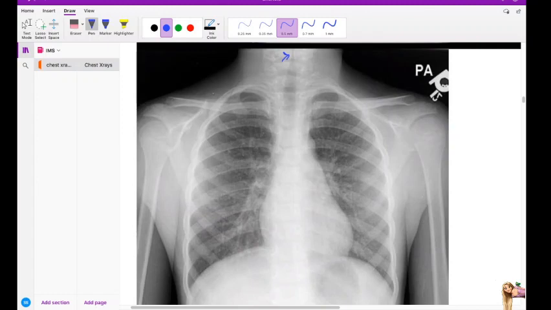Right. How do we treat it? How do we treat croup? Yeah, we give racemic epinephrine.